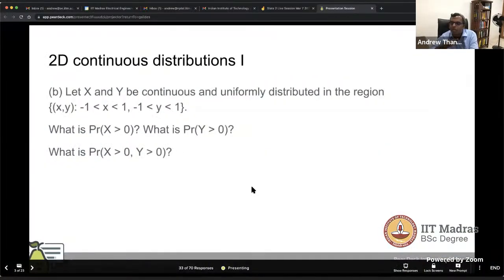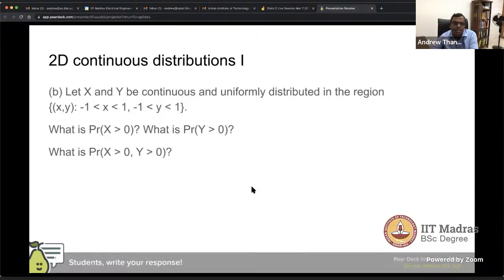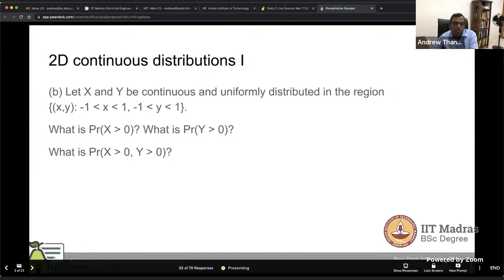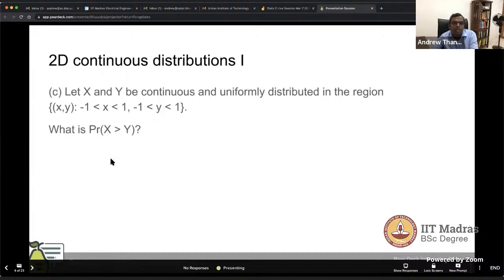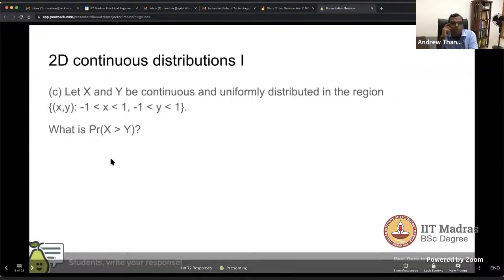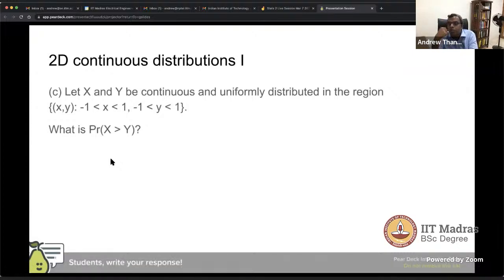So when you have uniform distributions over squarish regions, these calculations are quite easy. I hope you're not doing some complicated integral here. It should come out a bit fast. Okay, so the next question is maybe slightly different. It just says what's the probability that x is greater than y?